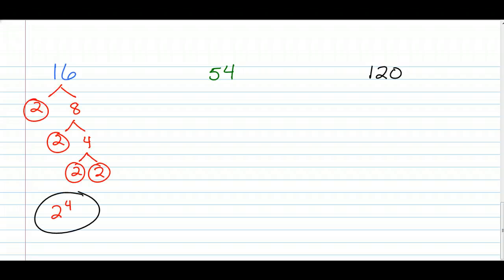All right, here we go. The answer is 2 to the 4th power. Now, it doesn't matter how you did it. You could have started out with 4 times 4, but the final answer should have been 2 to the 4th power. All right, let's move on to 54. Go ahead, pause, work that one out, and then check your answer.